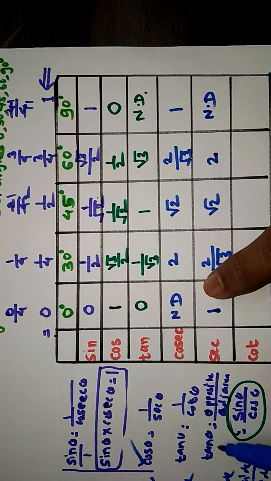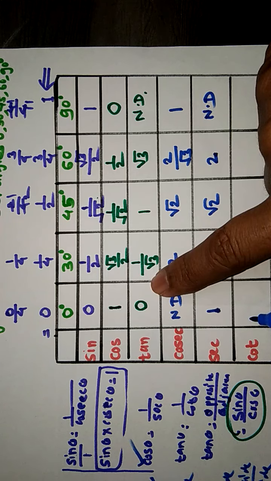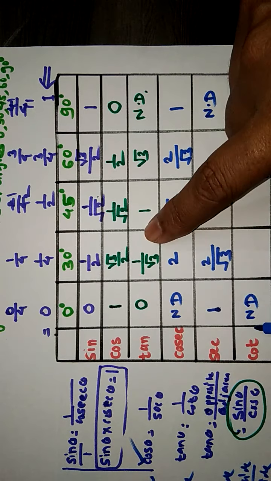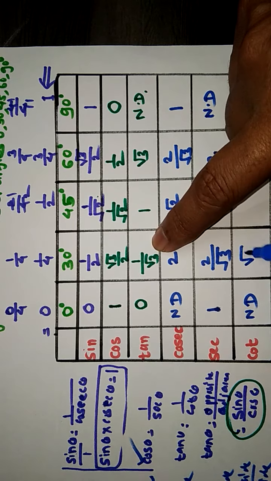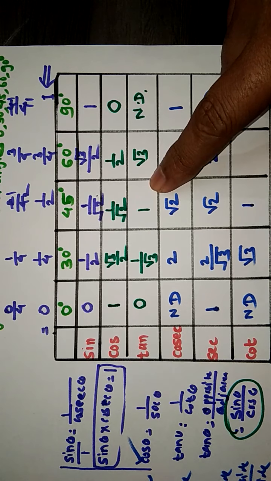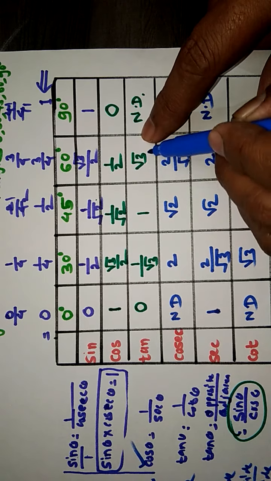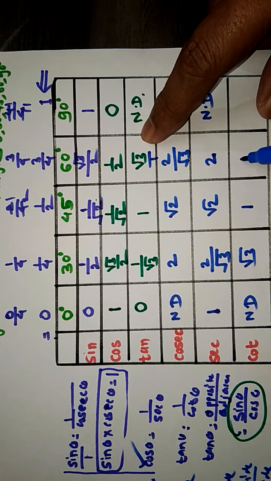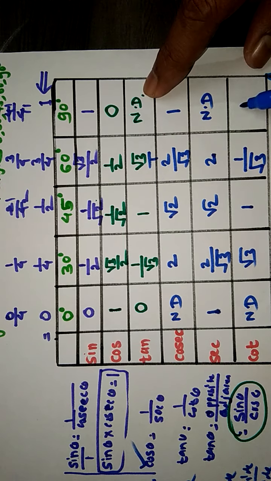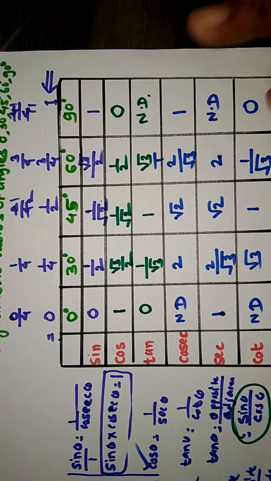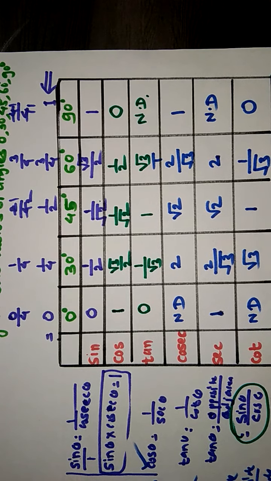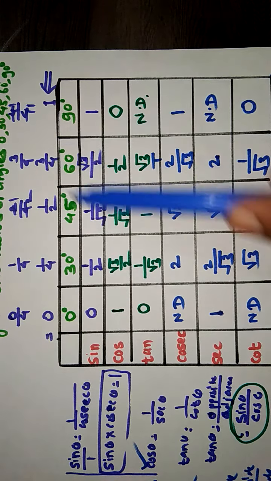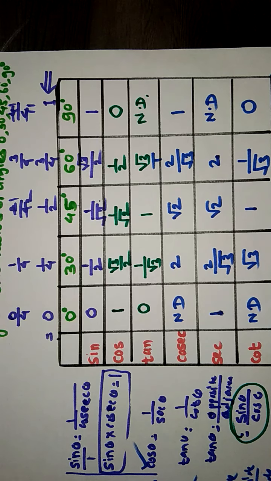Cot theta is the reciprocal of tan theta, so the reciprocal of 0 is not defined. The reciprocal of 1 upon root 3 is root 3, the reciprocal of 1 is 1, the reciprocal of root 3 is 1 upon root 3, and the reciprocal of not defined is 0. These are the values for the trigonometric ratios of angles 0, 30, 45, 60 and 90.